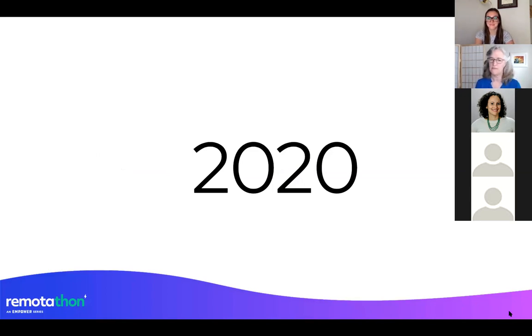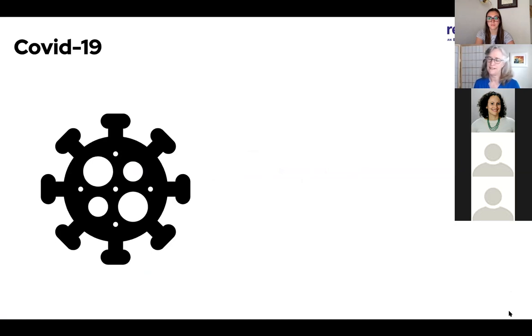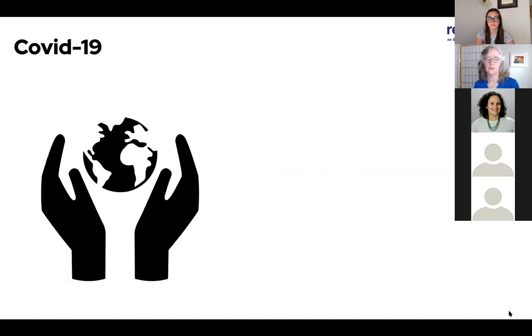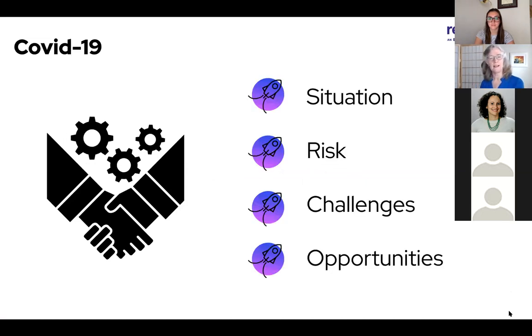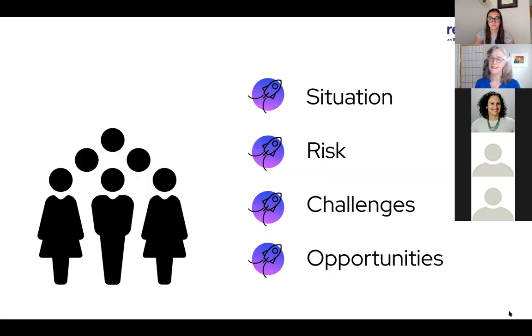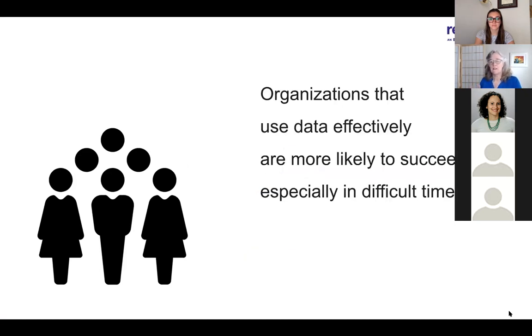I'm going to just briefly mention one thing, COVID-19, which I think is remarkable because the whole world has come together to share data. And that's allowed us to look at the situation, determine risks, challenges, and opportunities, flatten the curve, and things like that. Your organization can use data to do similar things. And that's what I'm trying to give you some ideas to help out with. Because I think that organizations, as it says here, that use data effectively are more likely to succeed, especially in difficult times.